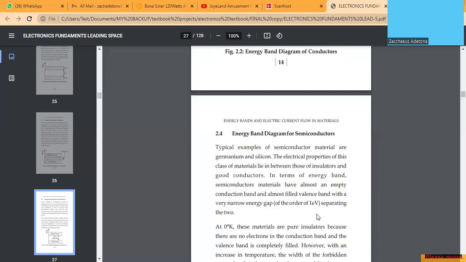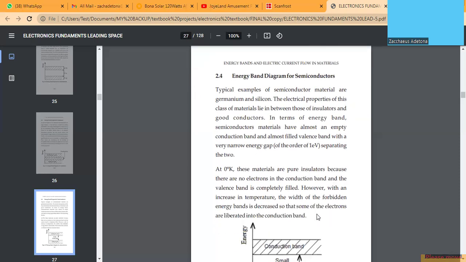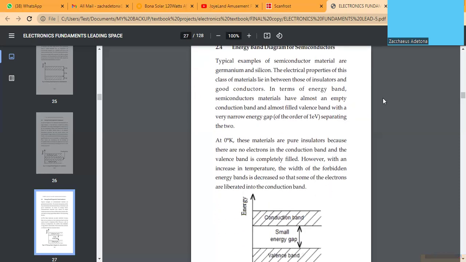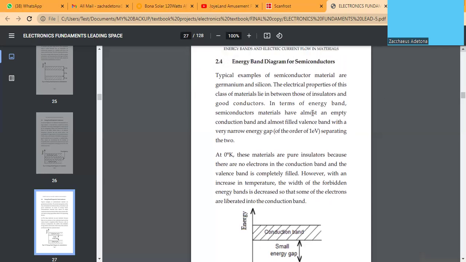Now let's look at the next energy structure, and that is the energy band diagram for semiconductors. For semiconductors, we see that there is a small energy gap between the valence band and the conduction band. The small energy gap is of the order of 1 electron volt. That is quite small. So we have a narrow band gap, and that means electrons can easily overcome the small band gap and navigate to the conduction band, making them conduct.